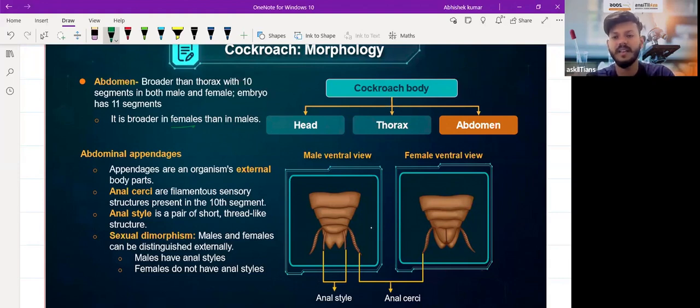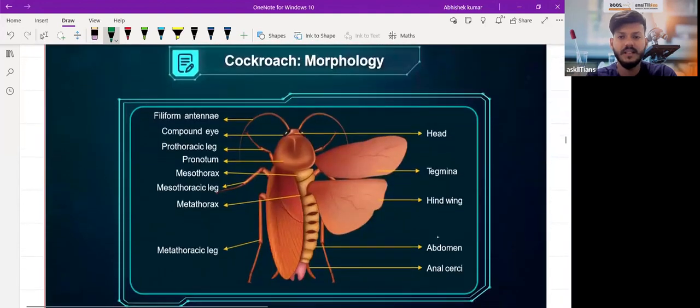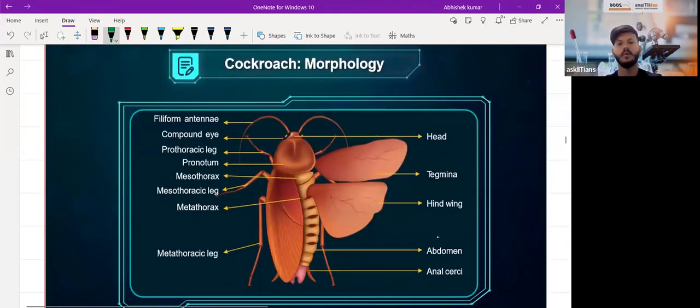This is a diagram of a male and a female; you can distinguish them. Then this is the structure of a cockroach with its different body parts: head, tegmina, hind wing, abdomen, anal cerci, metathoracic leg, metathorax, then mesothoracic leg, then mesothorax, then pronotum, prothoracic leg, compound eyes, and filiform antenna.